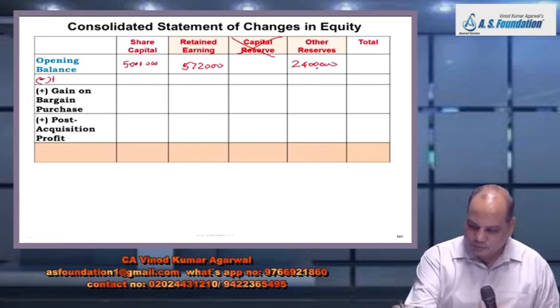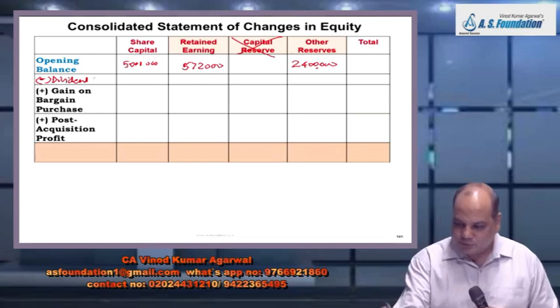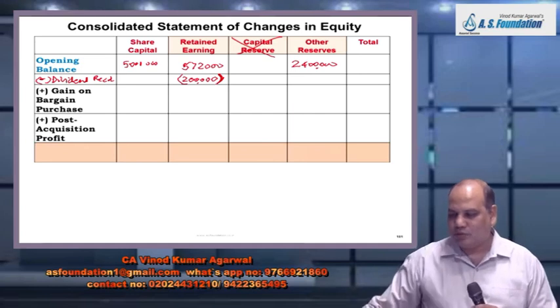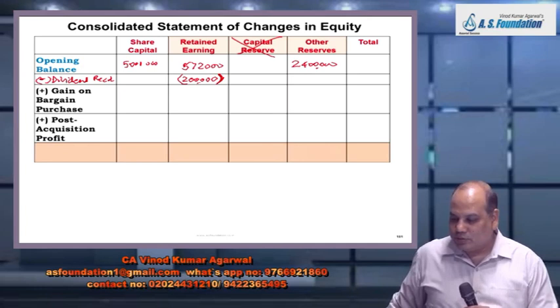So right here in the SOCIE, less intercompany item, dividend received from subsidiary, from retained earning of parent, reduce 2 lakh. They have received the dividend. Okay. The effect will get nullified.